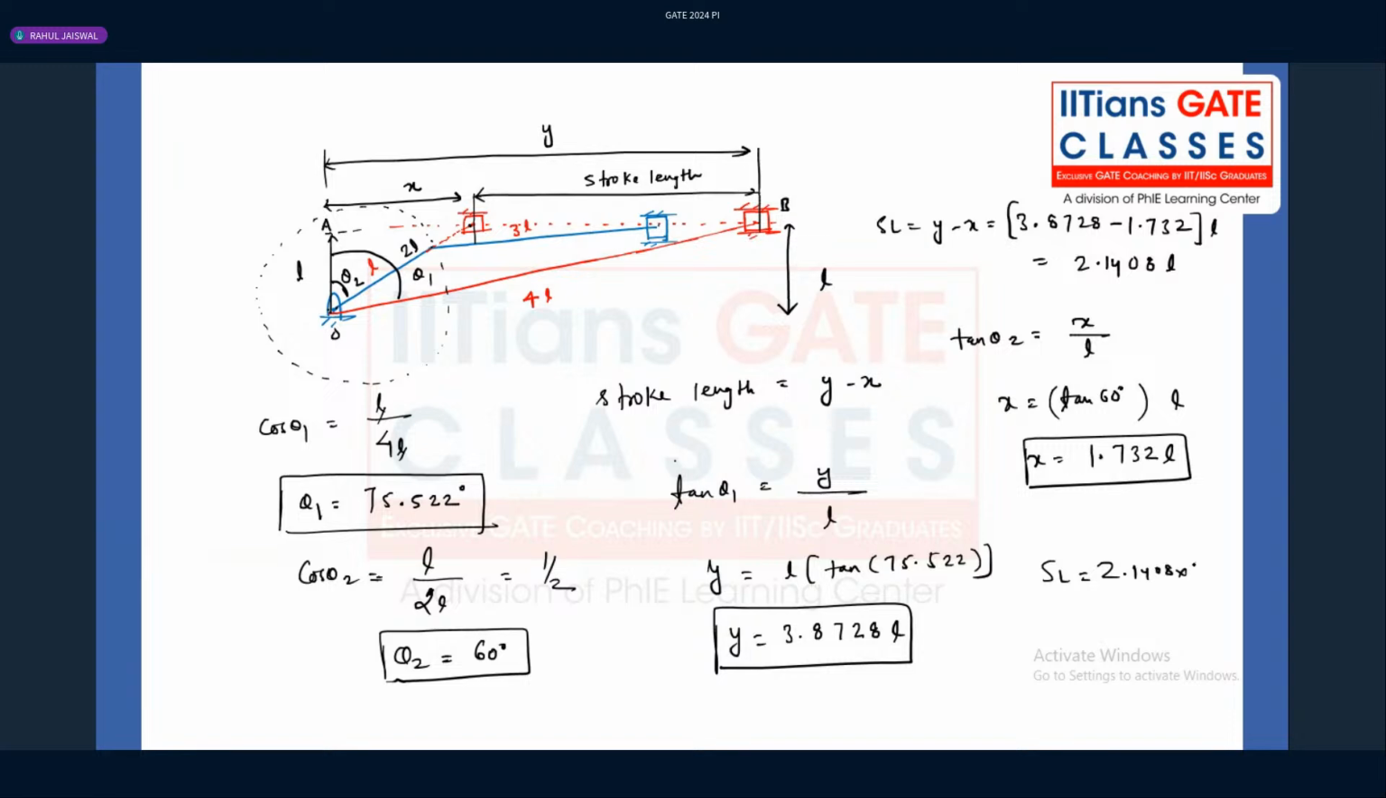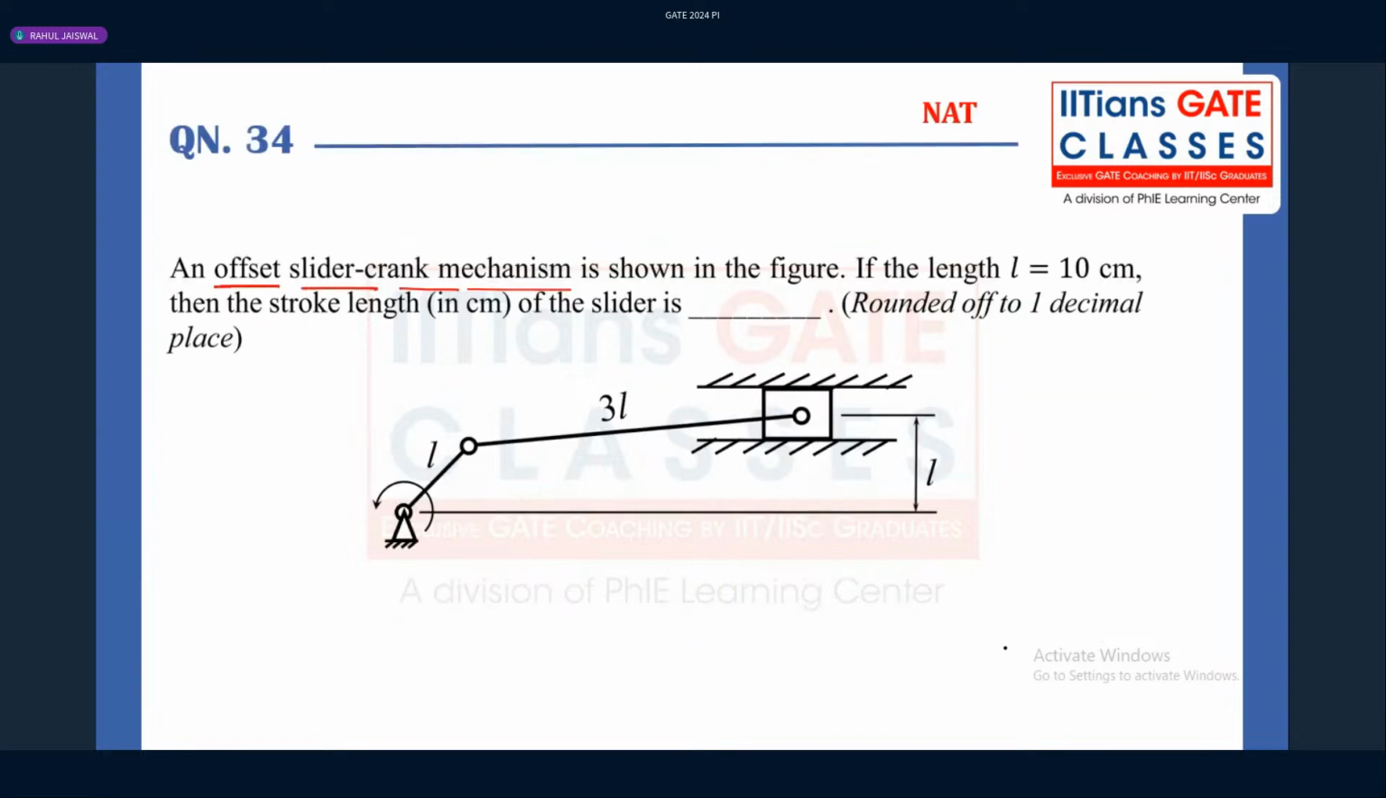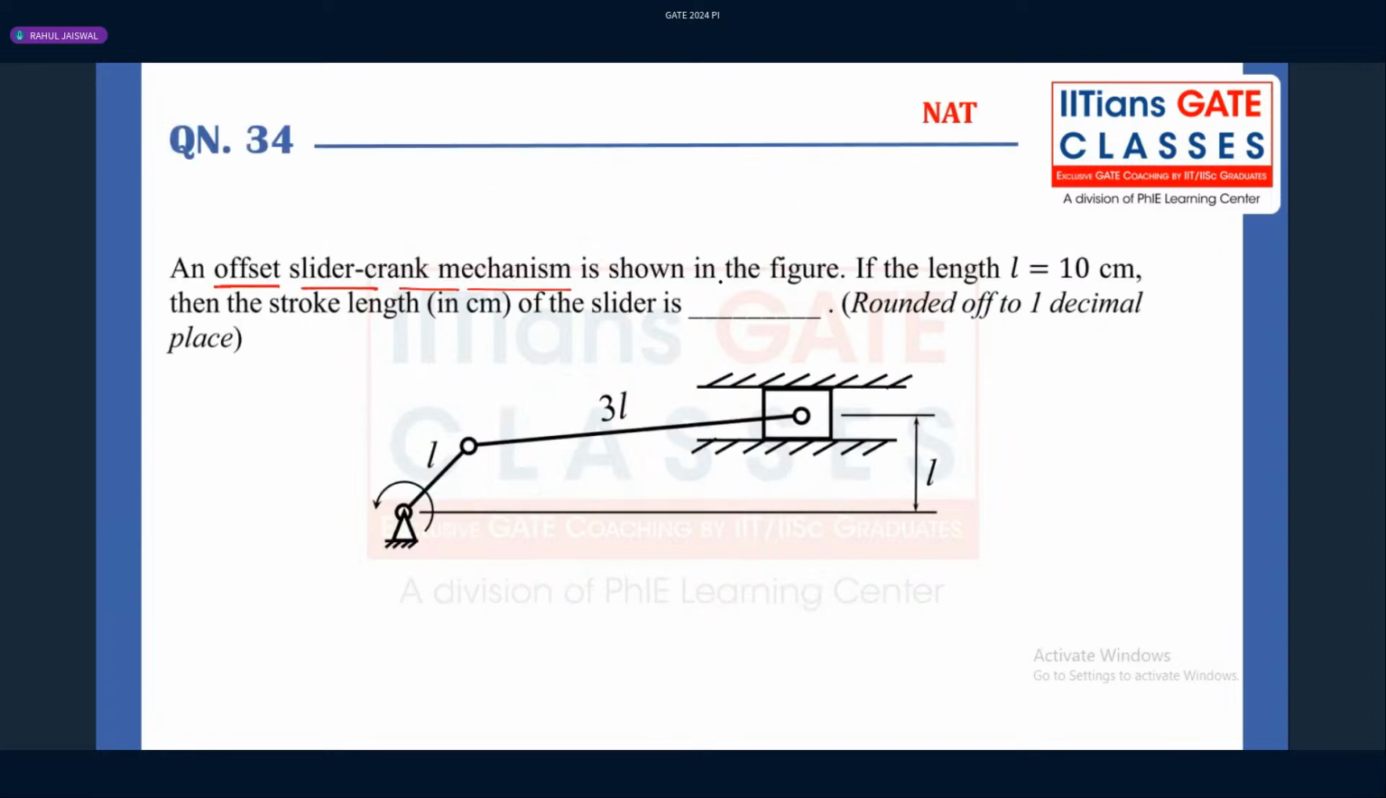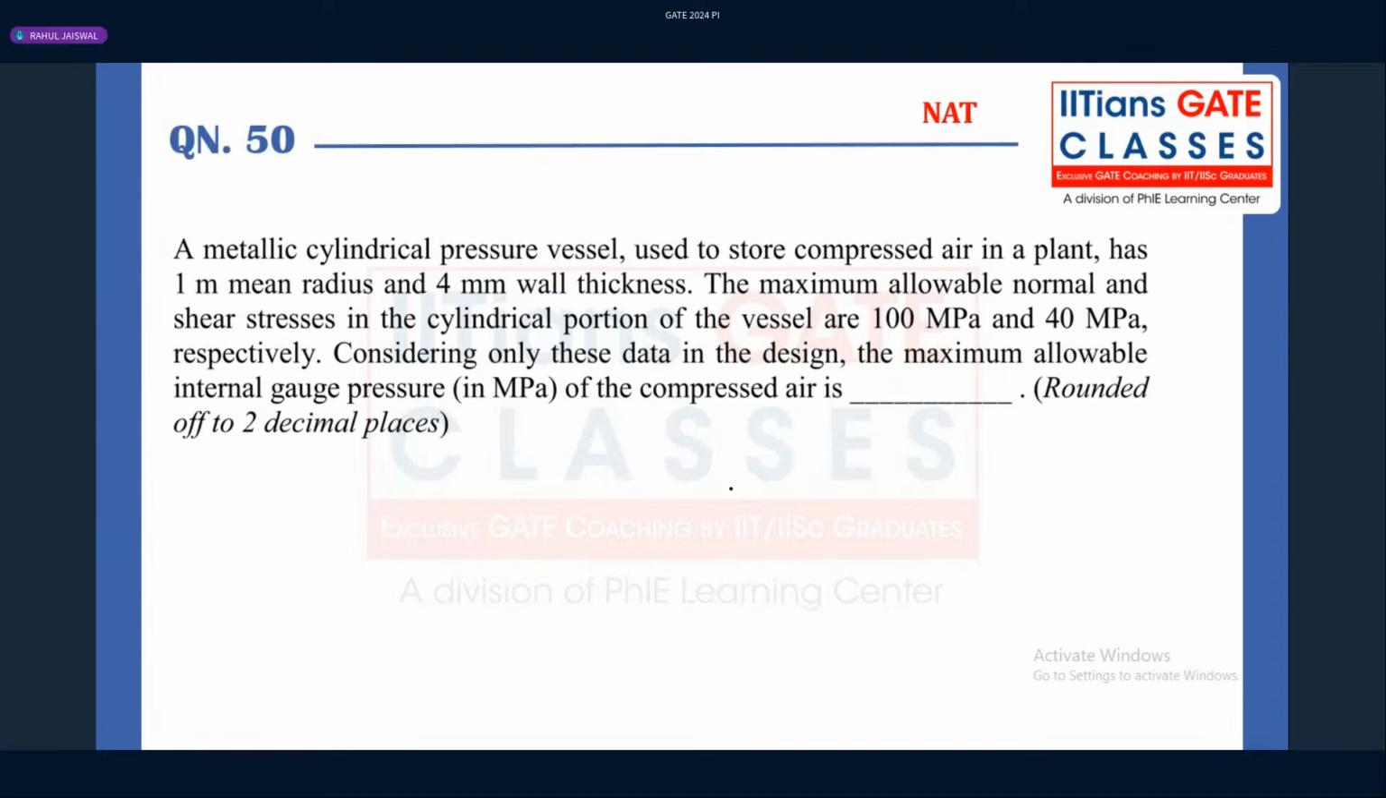So what is the stroke length, guys? 2.1408 into L. L is what they have given in the question, 10 centimeters. So it is 21.40 centimeter. That is the stroke length, guys. That is the final stroke length, 21.4. That should be the correct answer for this question, right? This question was already asked in Mechanical in 2014. You can refer to that. Moving on to the next question, guys.